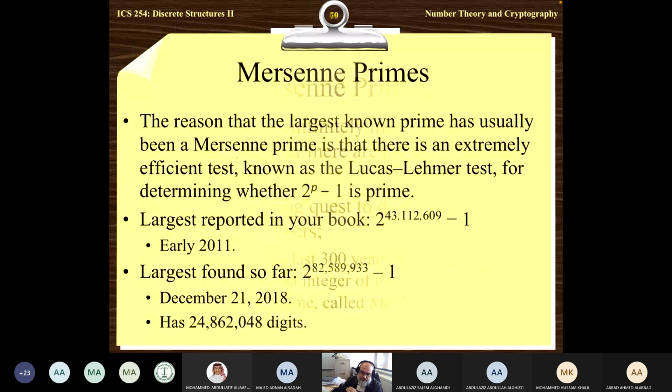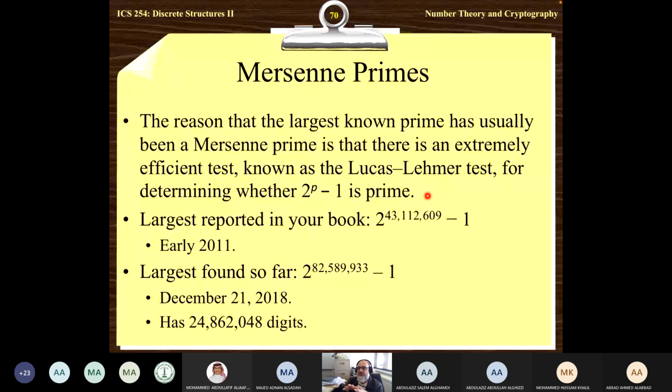Okay? Now the question that might come to somebody's mind is, how come the largest known primes are of this form, 2 to the power p minus 1? Why not other forms? The reason that the largest known prime has usually been a Mersenne prime is that there is an extremely efficient test known as the Lucas-Lehmer test for determining whether 2 to the power p minus 1 is prime or not.